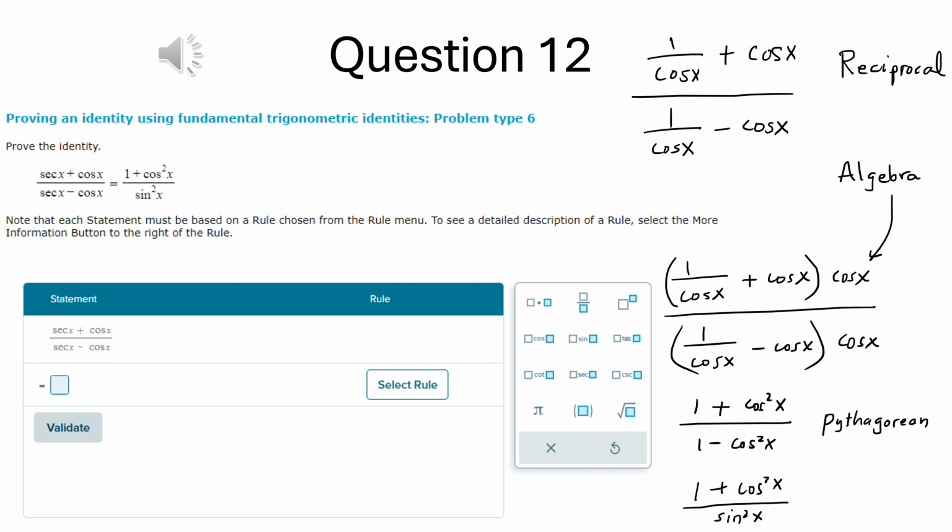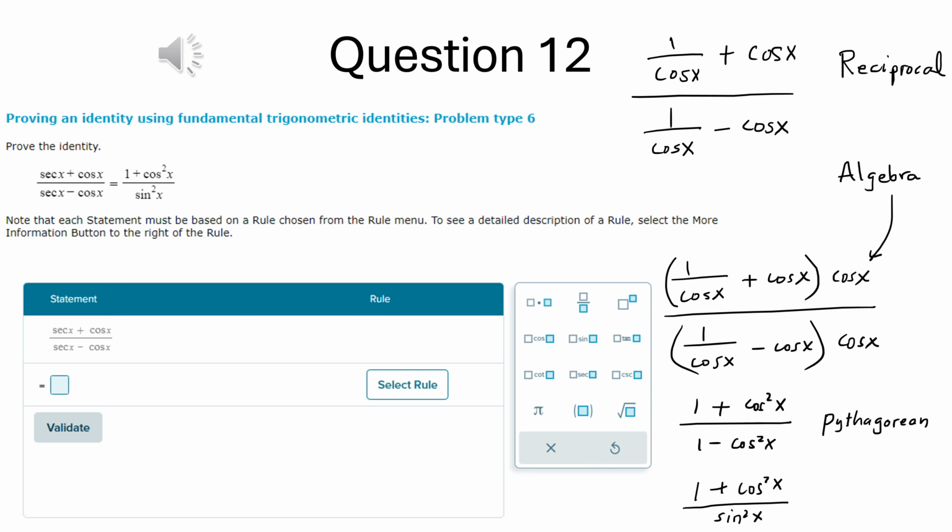One more time, you take the left hand side expression of the identity, and you apply reciprocal in top and bottom. So you replace secant for 1 over cosine. Okay, now after that you apply some algebra. You multiply top and bottom by cosine, and so we have then 1 plus cosine square x over 1 minus cosine square x.